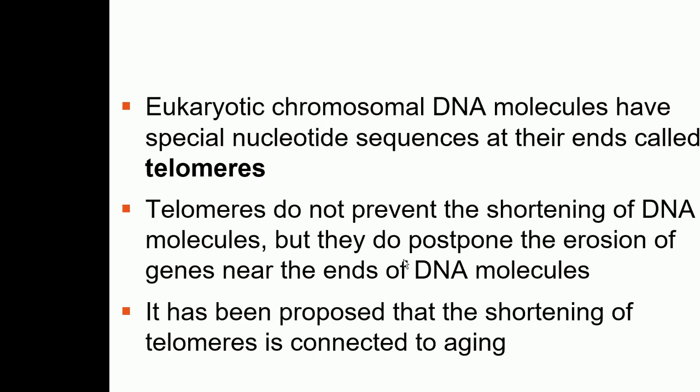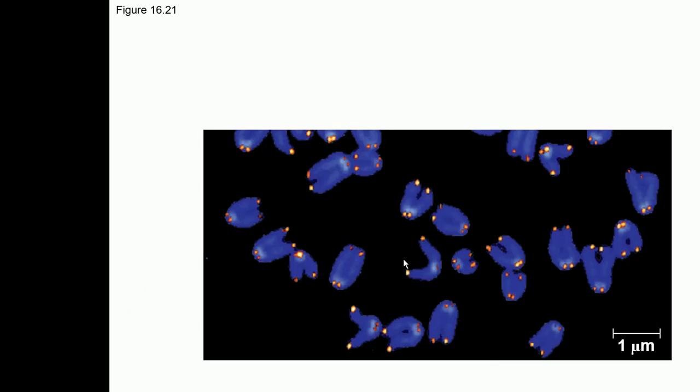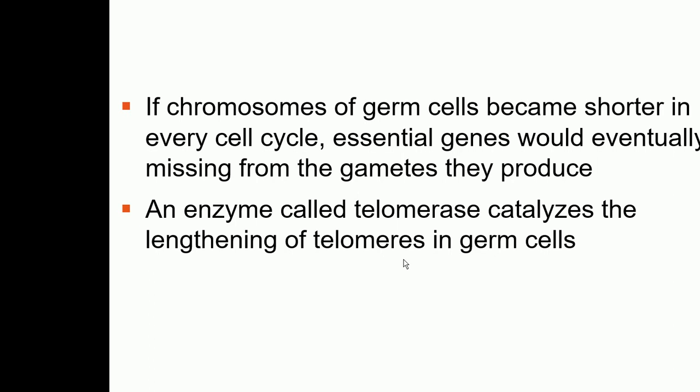If we talk about cancer cells, they are immortal. They keep on dividing. How can they do that? Why don't they have a finite lifespan? Because they have an important enzyme called telomerase. And what does this telomerase do? It catalyzes the lengthening of telomeres. The same enzyme is also present in the germ cells.